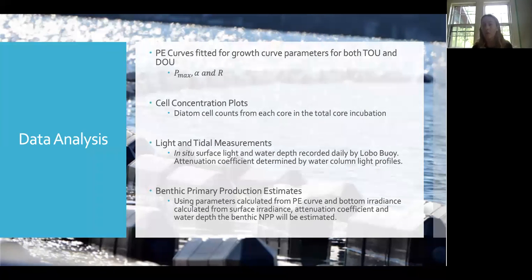daily by the University of Maine. It has a buoy that records right across from my transect every day during the summer months. And then I will determine the light attenuation coefficient based on water column profiles that were also taken during the summer of 2019. And then therefore, for each day I sampled, I can calculate the bottom water light based on the surface light and then my attenuation coefficient.